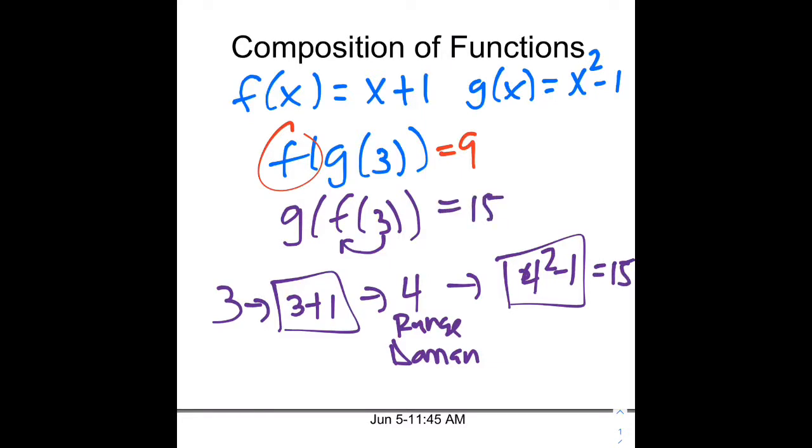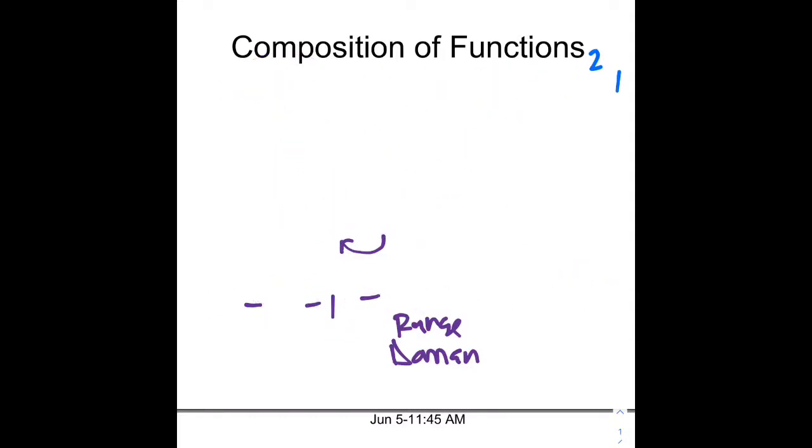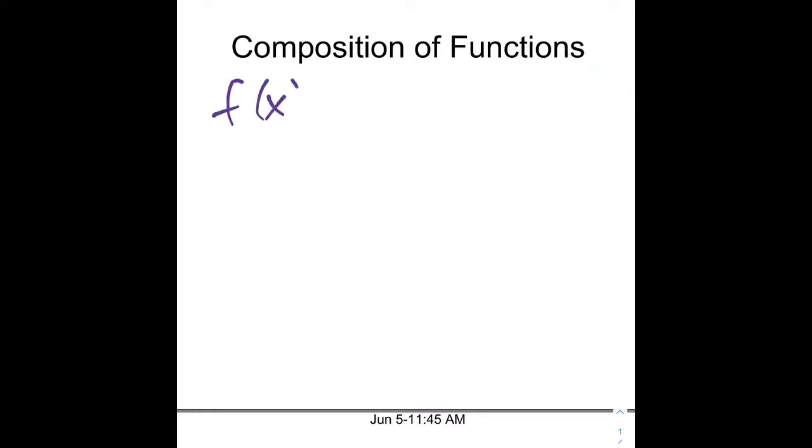So what's really clear is there's no way that f and g can be inverse functions, because we didn't get the same value when we put in 3 going in both directions. Look at what happens if I change this. All right, let's redefine f of x to be x plus 1. Let's redefine g of x to be x minus 1.